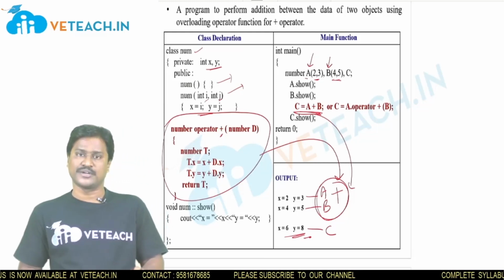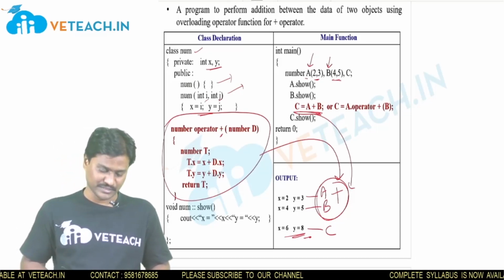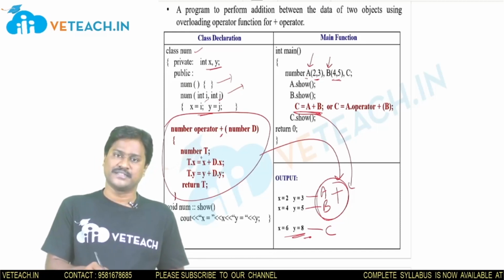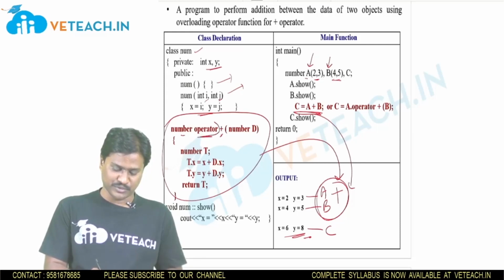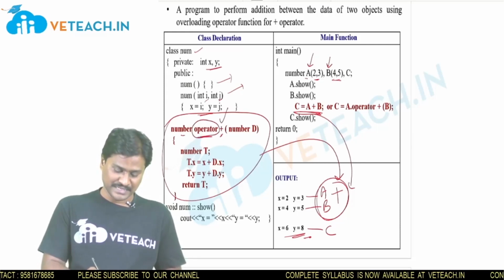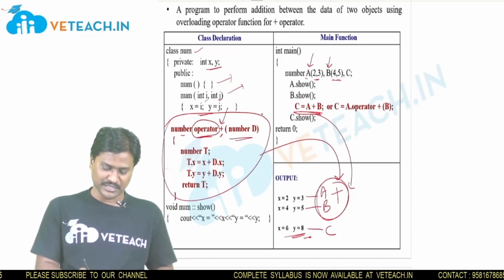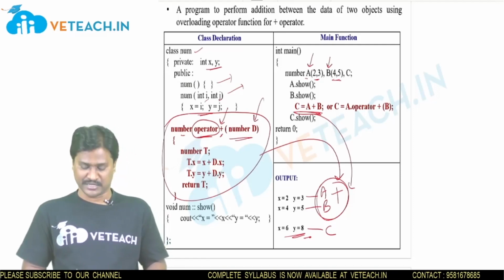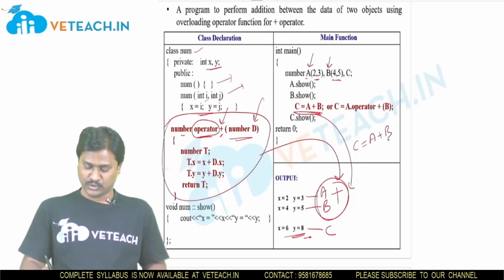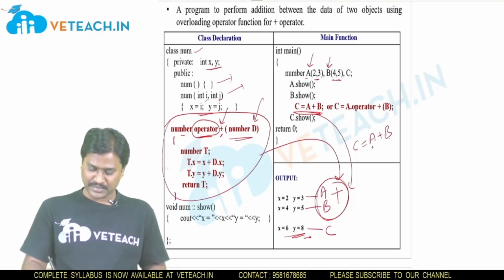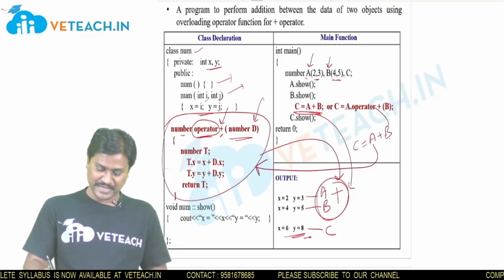We can define this operator overloading function like a member function inside the class or maybe outside of the class. Here is the syntax for defining an operator overloading function: class name followed by the operator keyword, then the symbol representing which operator you are going to overload, and the parameter list, which is the object of the same class. So here, C equal to A plus B means that this operator function is called by object A by passing B as a parameter.